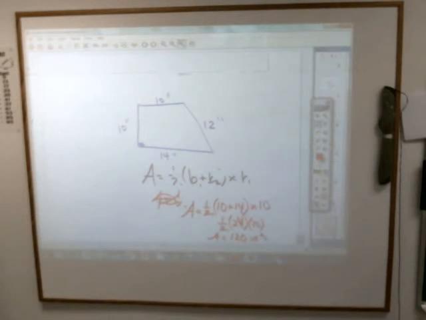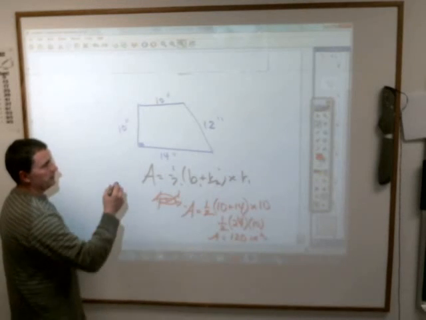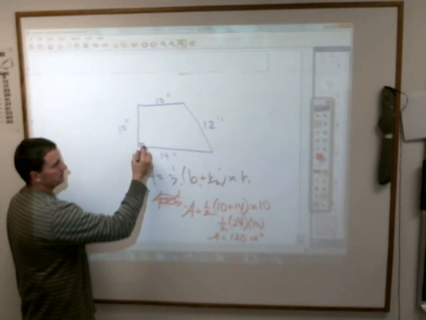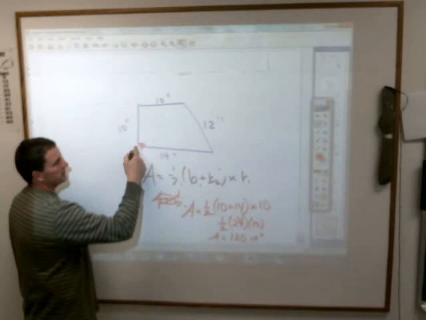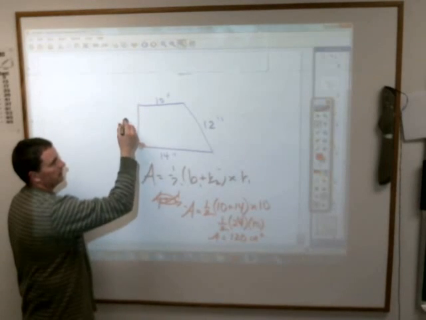Questions on that? Please ask now. Charlie? What was the height of this? Anytime you're looking for heights, look for the square corner, because that gives you the base and the height. The height is 10.